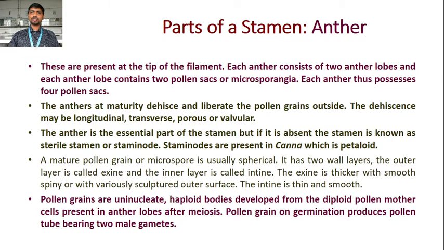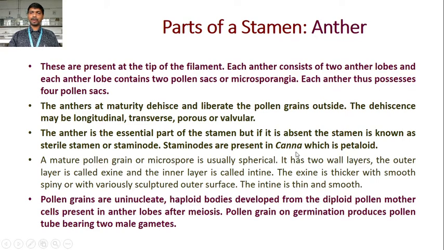Each anther consists of two anther lobes separated by a sterile tissue called the connective. Each anther lobe contains two pollen sacs or microsporangia. Hence each anther possesses four pollen sacs. These pollen grains are released after the dehiscence of the anther for the process of pollination.